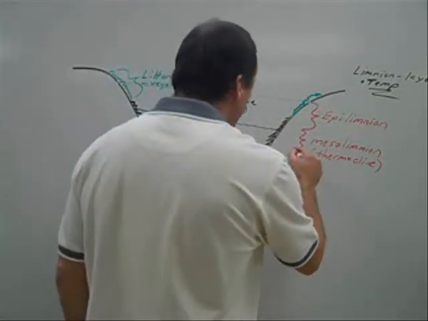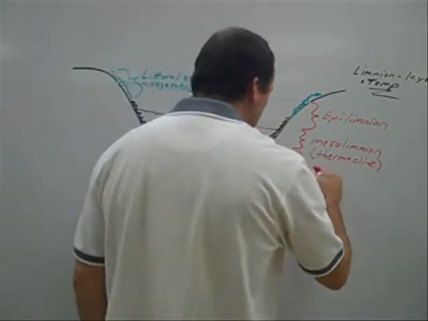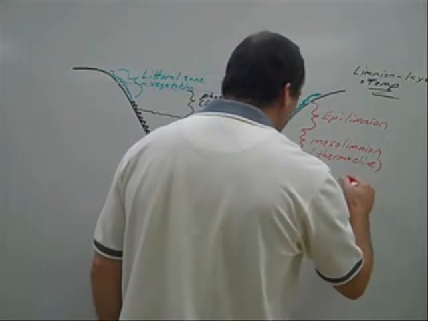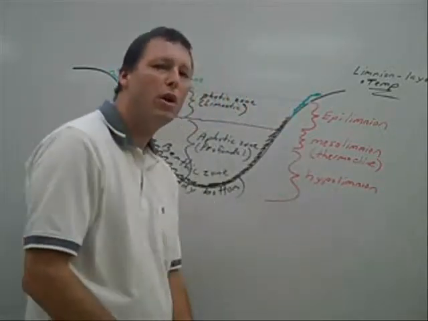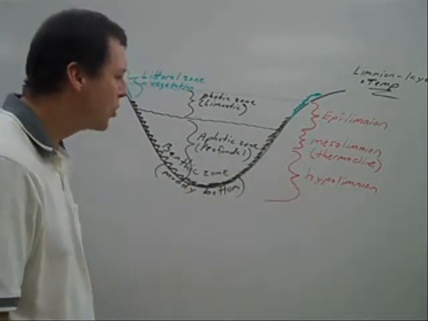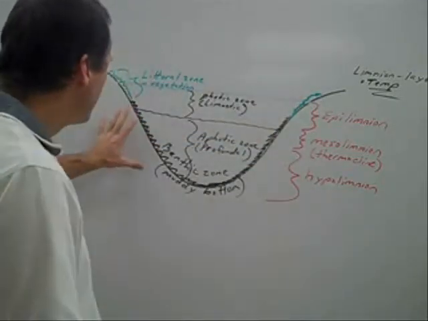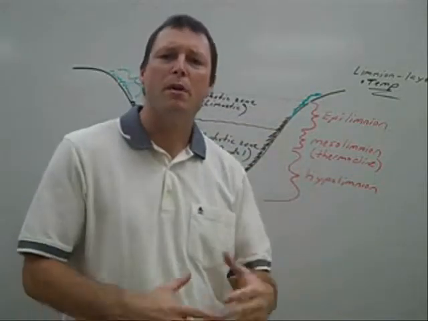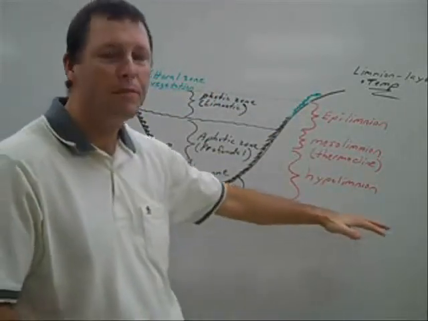Now, below that is this large body of cold water. And this is going to be referred to as the hypolimnion. And hypo means below or bottom. That's going to be your hypolimnion, your cold water. Now, this diagram looks like this in the summer mainly, when you get this stratification taking place.